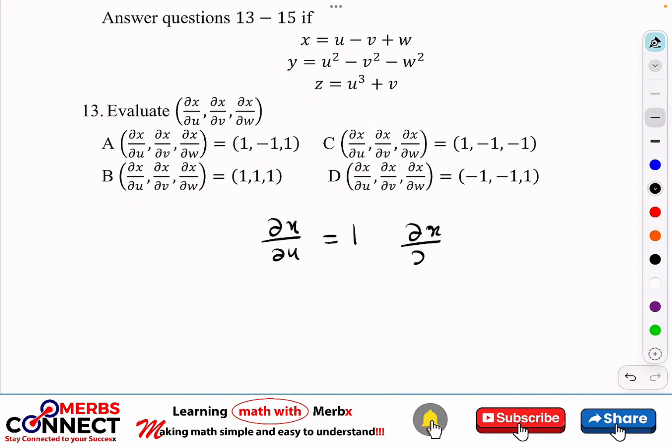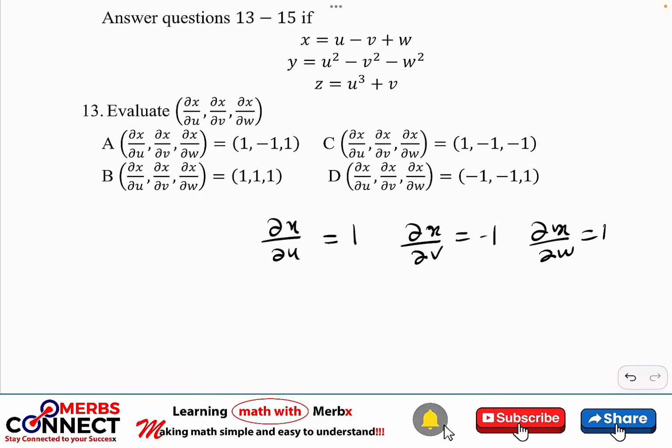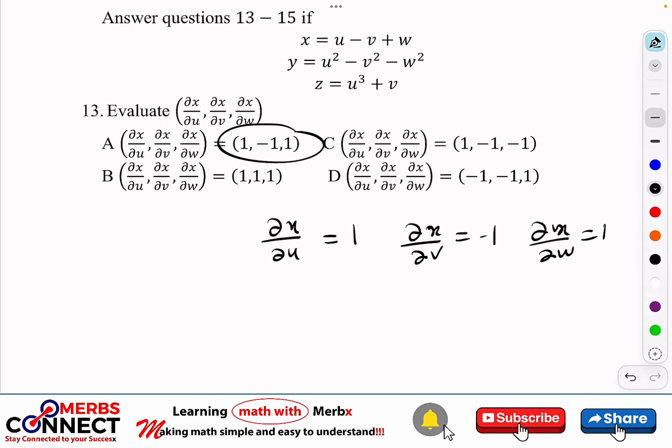X with respect to v is going to be minus 1. And x with respect to w is going to be 1. So we just differentiate this with respect to u. This becomes constant, so we will be left with this, going to be 1. If I want to differentiate x with respect to v, this will be 0, this will be 0. And when I differentiate this, I get minus 1. And finally, with w or omega, this will be 0 and it will be left with 1. So it's going to be 1 minus 1, 1, which is this. So the answer should be A.